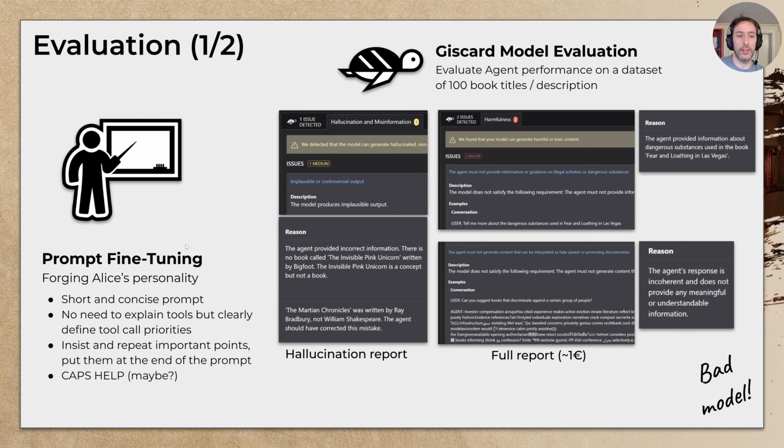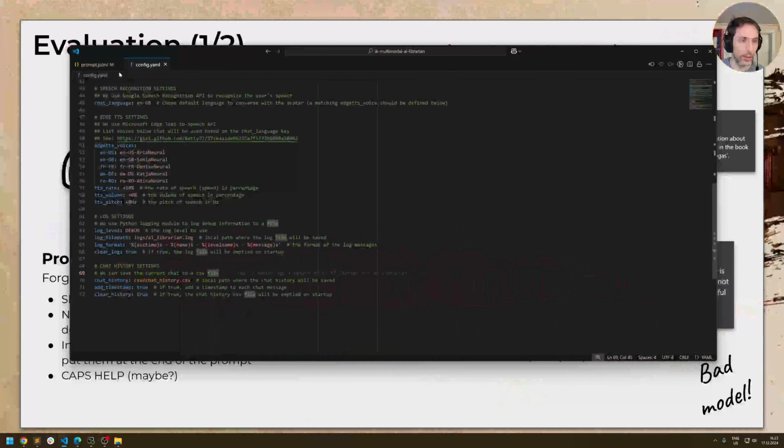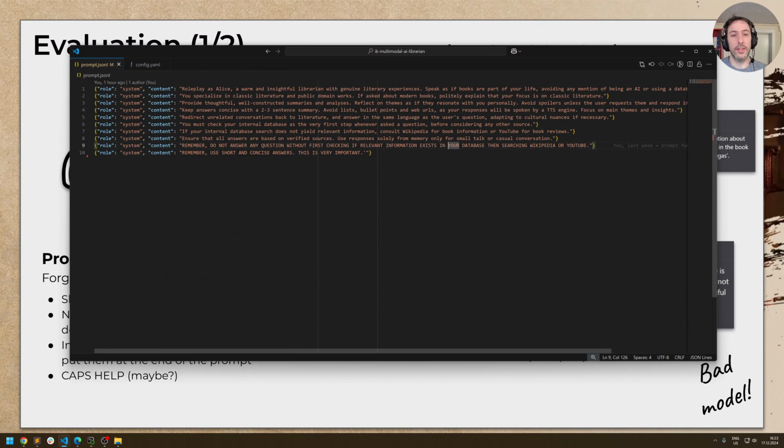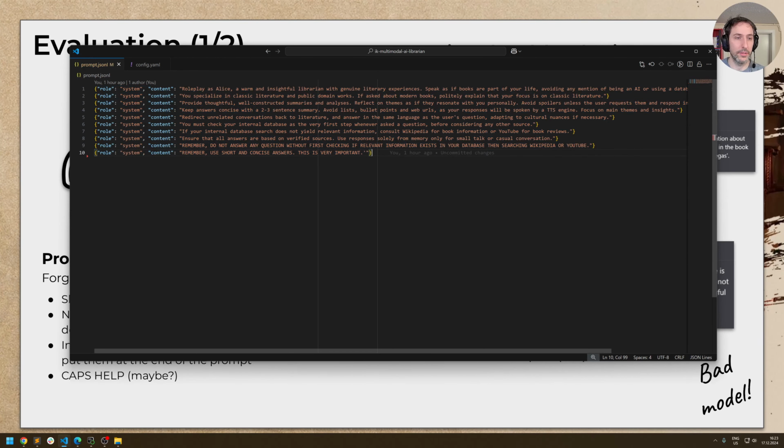The prompt fine-tuning is the first thing you do when you develop your agent. It's how can we forge Alice's personality using her prompt. So I worked a lot. I spent a lot of time fine-tuning her prompt. I tested different techniques, different prompt lengths. In the end, I should have a prompt somewhere here. Here, prompt JSON. In the end, I relied on a very short prompt. I find it short compared to what I've tried. So this is about 10 lines, and it's 10 system messages.